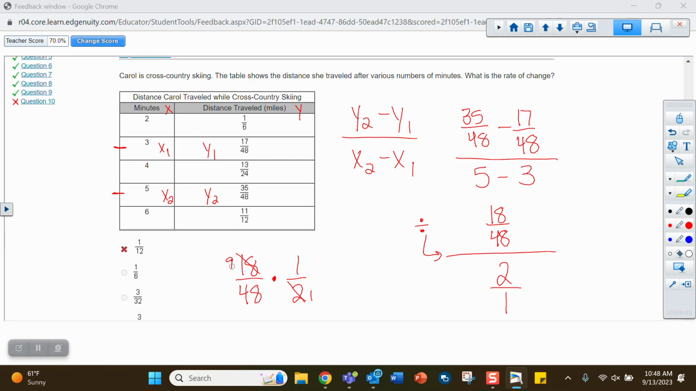9 over 48, that's not actually simplified either. These numbers are both divisible by 3. 3 goes into 48 16 times. So now I have 3 times 1 on the top and 16 times 1 on the bottom. So I get an answer of 3/16. You can't see it down here, but that was the right answer, 3/16. So you're still using that rate of change formula. You just have fractions, so it's ugly.